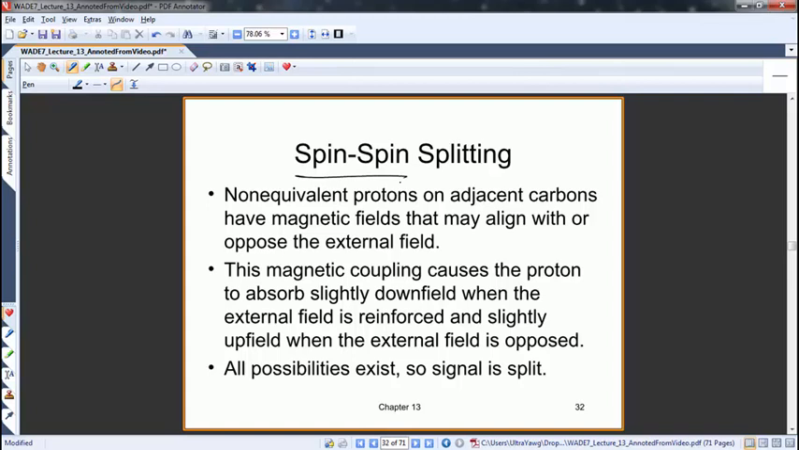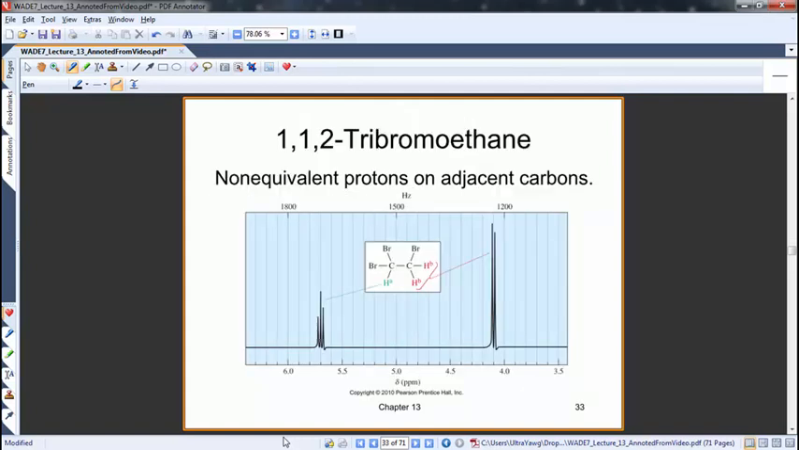Spin-spin splitting, also called, aka, multiplicity. This is a very confusing, but also very powerful and useful technique. Non-equivalent protons on adjacent carbons have magnetic fields that interfere with each other. And this is something I have not brought up yet, intentionally. So let's not look at words, let's look at structures. Consider this molecule, 1,1,2-tribromoethane.